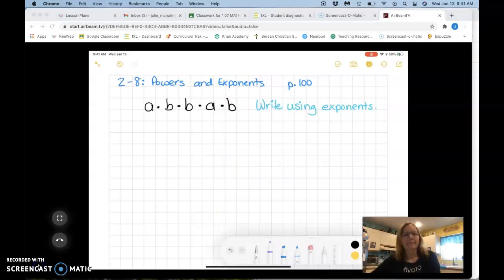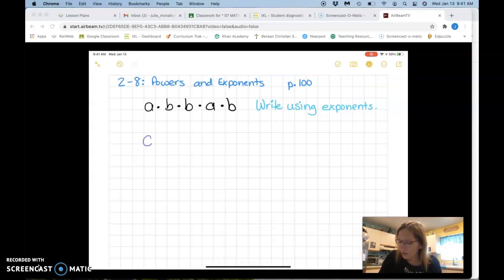Okay, so here's an example. We have some letters here, and it says write using exponents. So the letters that I see are my bases. Okay? They're the big number in the exponent. So I'm going to write each letter that I see 1 time. Okay, I have an A and I have a B. Now I'm going to count how many A's I have, and that becomes my exponent. So I have 1, 2 A's. So it's A to the 2nd power.